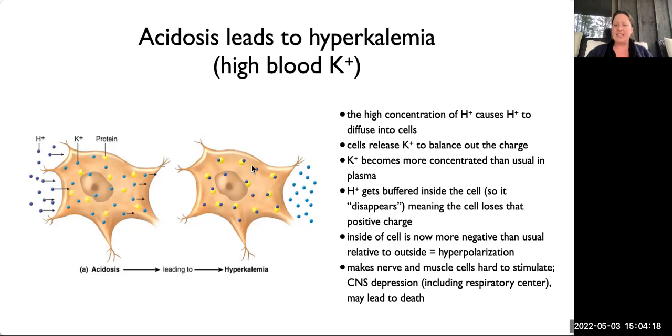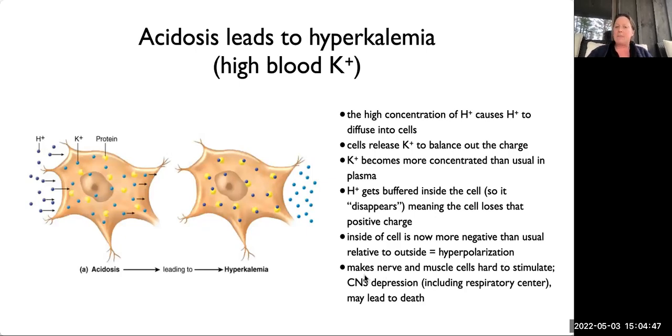And now we've lost those positive charges. That makes the inside of the cell extremely negative, way more negative than usual. And this is called hyperpolarization. Hyperpolarization means that we have to do more work to get to the threshold to trigger an action potential. It's like taking a pole vault and increasing the height of the pole that you're supposed to jump over. It just is harder to get there.